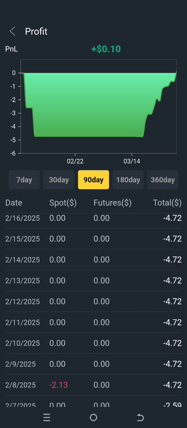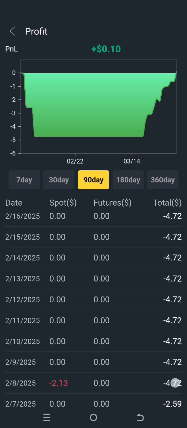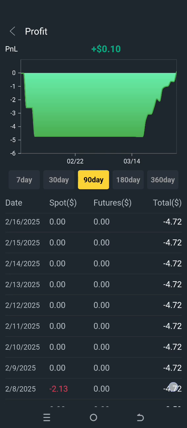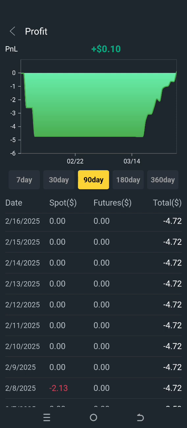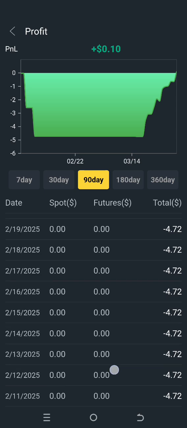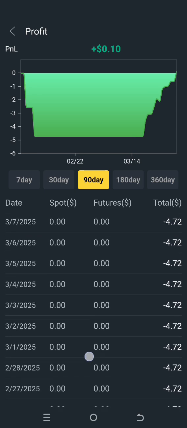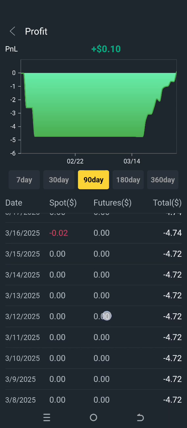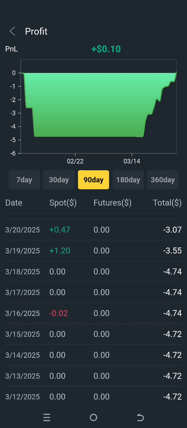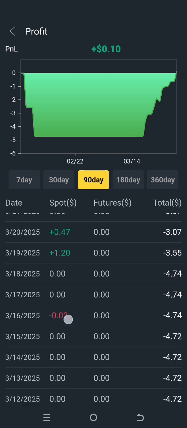From 8th of Feb 2025, the total was here. It would be in positive, but I'm going to show you in positive. As you're seeing my screen here now, I have positive 0.1. It kept on recording until 16th of March. You can see here all. I stopped trading until 16th of March. Here is when I again started trading.